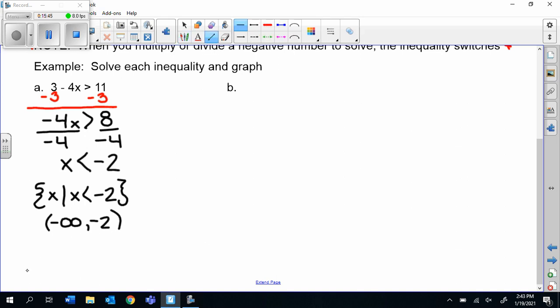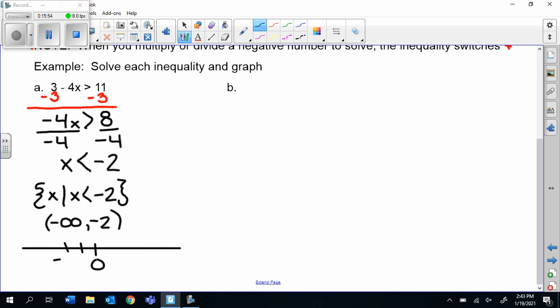And to graph that inequality, here's 0, here's negative 2, and it goes to the left. And again, as long as your variable is on the left, you're good.